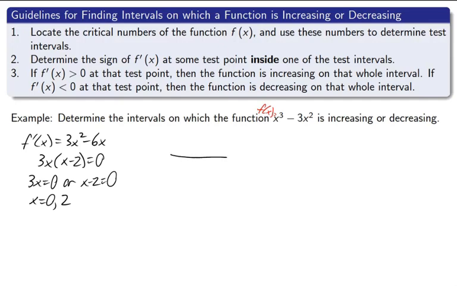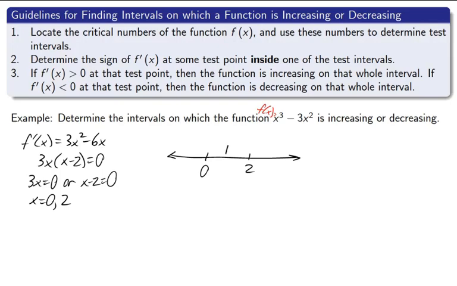So here's how I do this. I plot the critical values on a number line. And what I'm going to do is I cannot have the function switch from increasing to decreasing without going through these values. So if I check any point in that interval and find that it's increasing or decreasing there, then it's increasing or decreasing on the whole interval. It can't change because there's no place for it to change. It will stay either positive or stay negative.